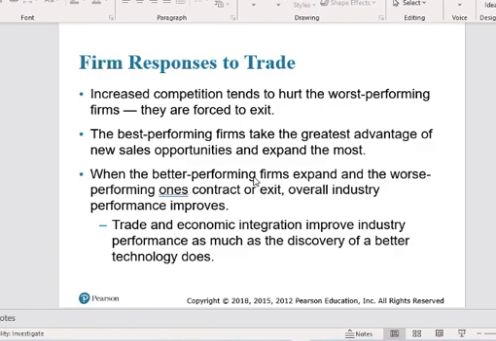They cannot compete, and then they exit the market. But even though the total number is lower, each country will enjoy more variety, right? The home country goes from 6 varieties to 10. The foreign country goes from 8 varieties to 10, right? So everyone is happy. When the better performing firms expand and the worst performing ones exit, the overall industry performance improves. Trade and economic integration improve industry performance as much as the discovery of new, better technology does.